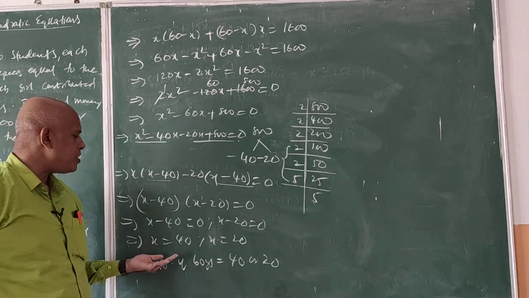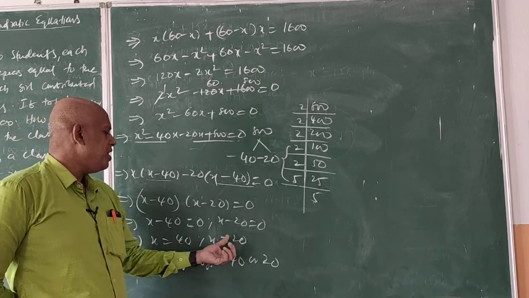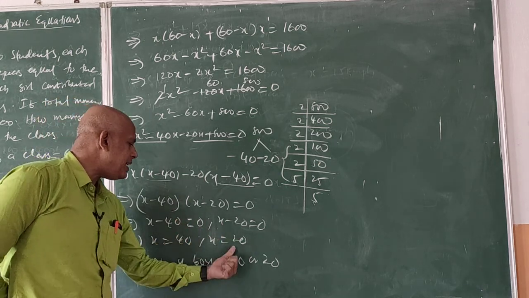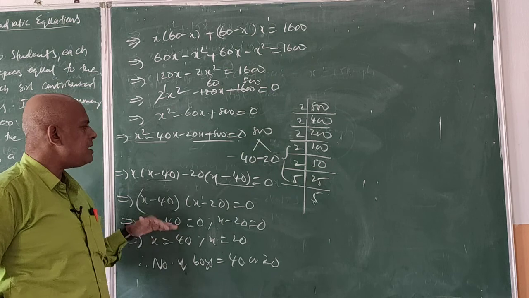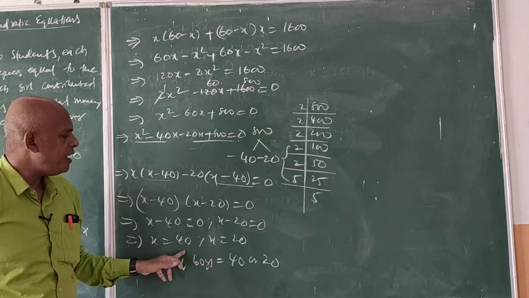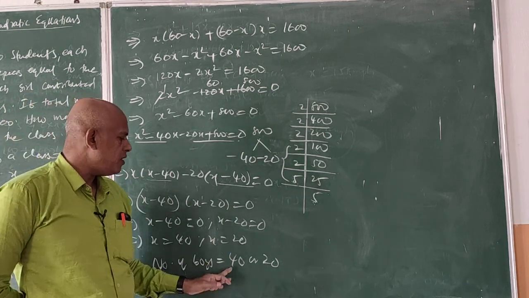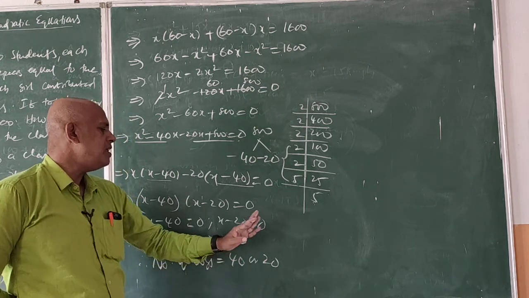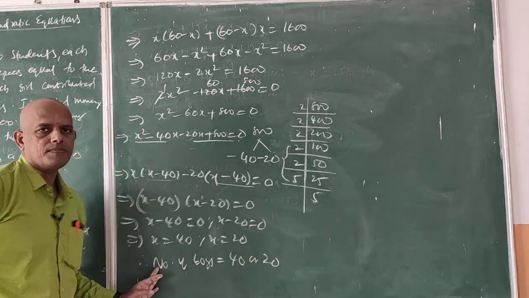Because we are getting two possibilities, x is 40 and x is 20. If boys are 40, girls will become 20. If boys are 20, girls become 40. But they asked here only boys, no. So we are getting two possibilities, 40 and 20. 40 boys means girls will be 60 minus 40, 20. Boys 20 means girls 60 minus 20, 40 will be there.